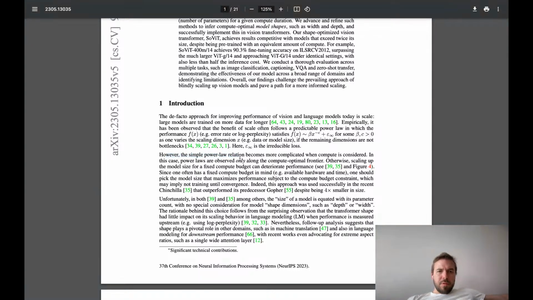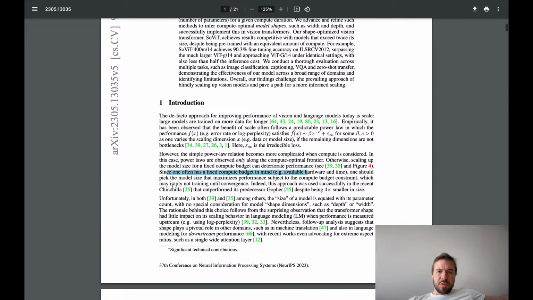However, the simple power law relation becomes more complicated when compute is considered. In this case, power laws are observed only along the compute-optimal frontier. Otherwise, scaling of the model size for a fixed compute budget can deteriorate performance. Right, so if you have a really big model and you don't train it long enough, you'll get worse results than having a slightly smaller model that you train enough. Since one often has a fixed compute budget in mind, one should pick the model size with maximized performance subject to the compute budget constraint, which may imply not training until convergence.